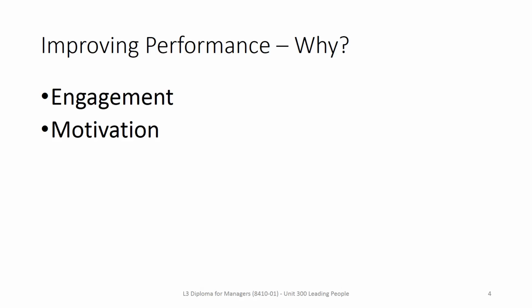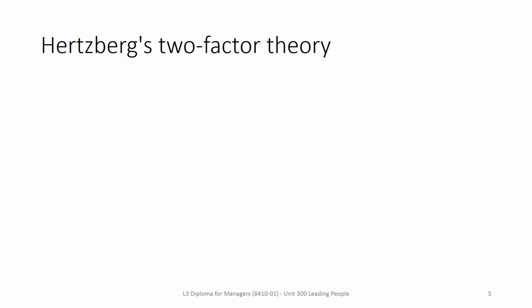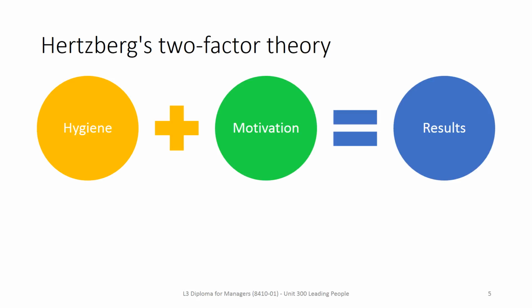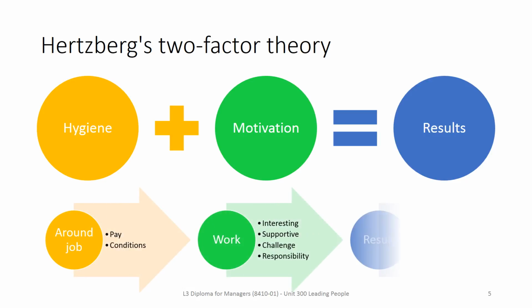Let's just take a look at what we mean by motivation. You may or may not have heard of Herzberg and his two-factor theory, or sometimes called the dual factor theory or the motivation hygiene factor theory. But what he's advocating is there are two things that motivate people. There's hygiene factors and then there's motivation. Hygiene are around the job, pay, conditions, etc. And we're not focusing on those.